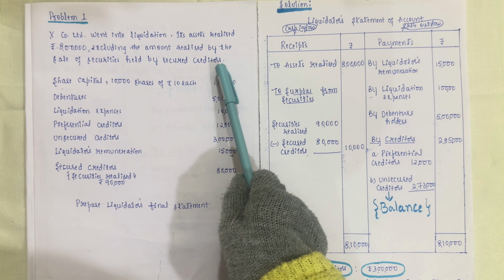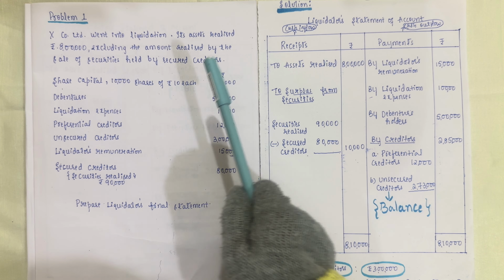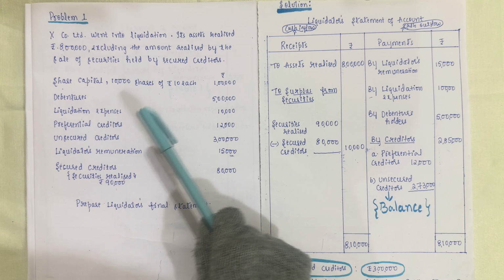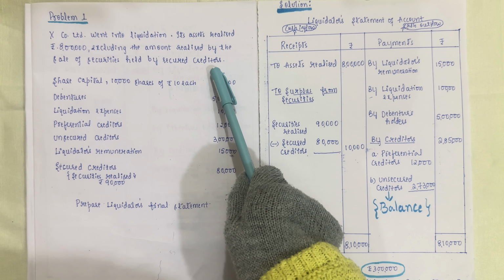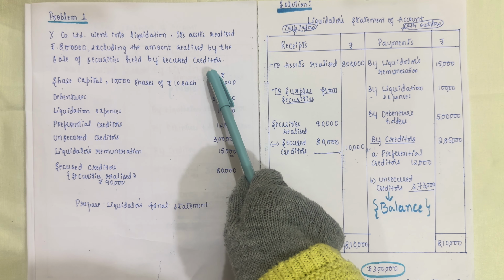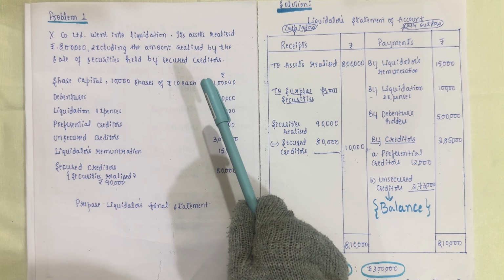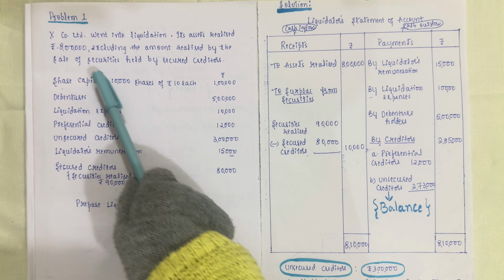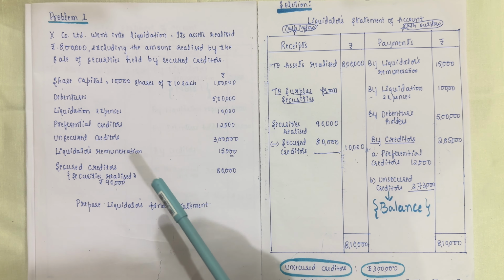Excluding the amount realized by the sale of securities held by secured creditors. That means this 8 lakh rupees does not include the asset which was pledged against secured creditors. To pay secured creditors, an asset was pledged and it was sold and they received the money. That is not included in 8 lakh rupees. Apart from that, other assets are realized.